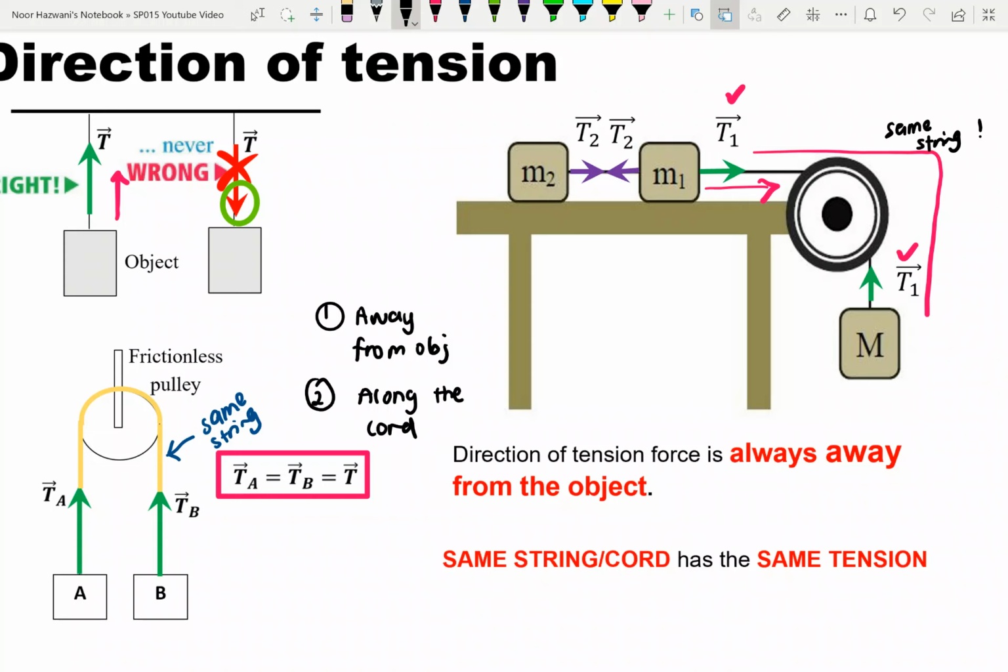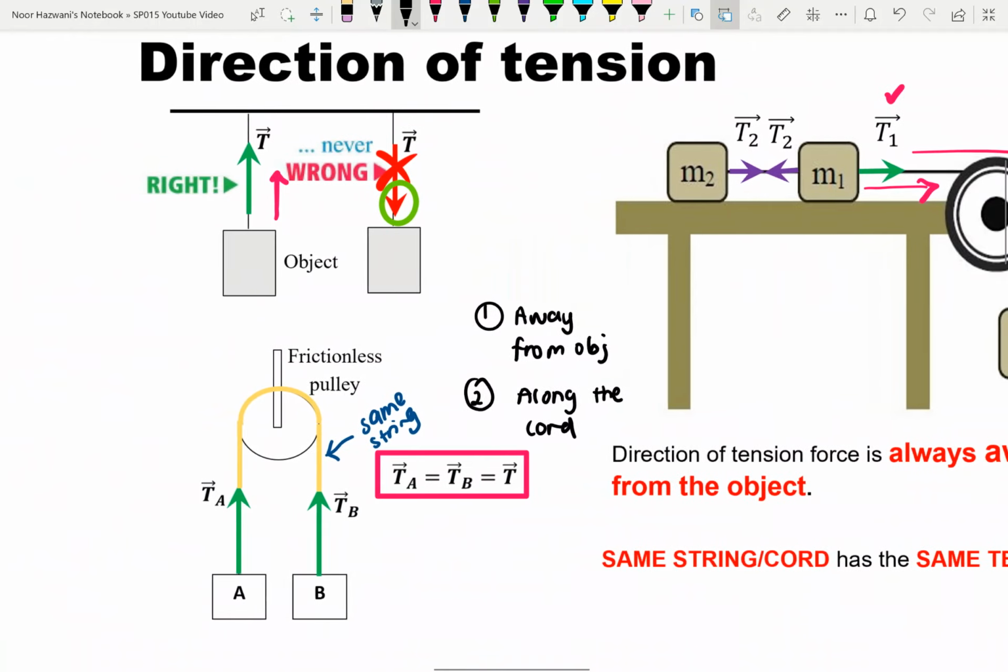Okay, and then how about this? Yang this one pula, M1, M2 and M1 diikat pada tali yang sama. Cuma kalau you nak lukis T2 on acting upon M1, so you akan lukis ke arah kiri. Tetapi kalau you nak lukis tension acting upon M2, T2 mestilah away daripada M2 dan along the chord, so ke arah kanan. But then the value of the tension is still the same.